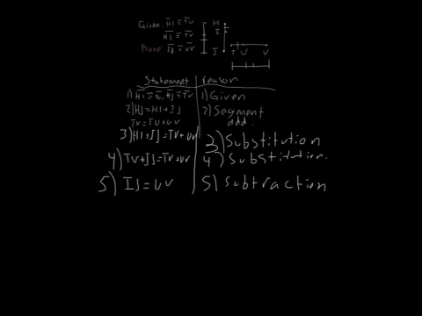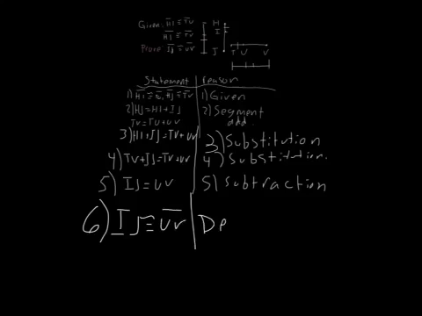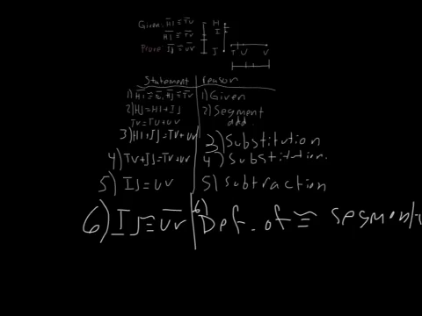So let me say my sixth step. I don't want to prove the distances are equal, I want to prove they're congruent. So I can say IJ is congruent to UV, and that's going to be the definition of congruent segments. This is my sixth step. Okay, so we've got to what we wanted to prove.